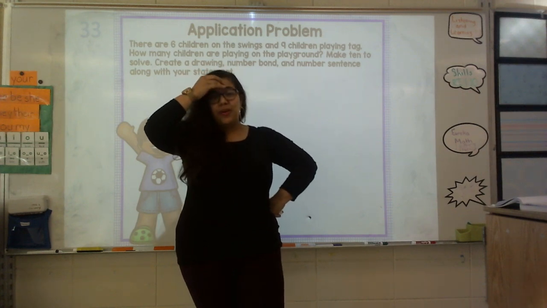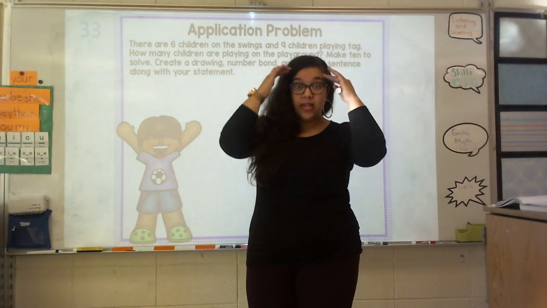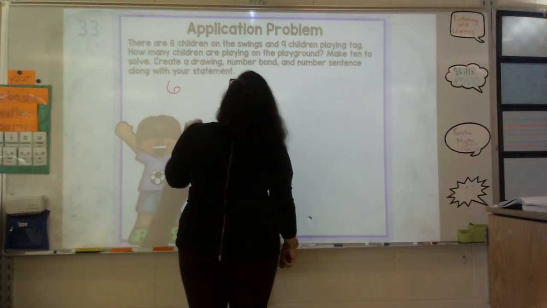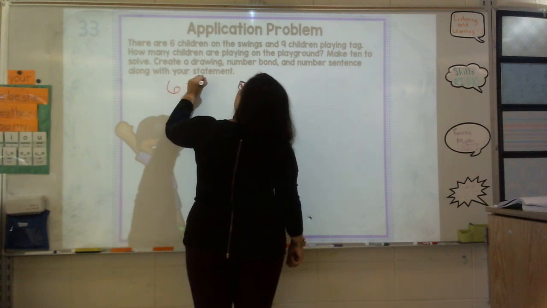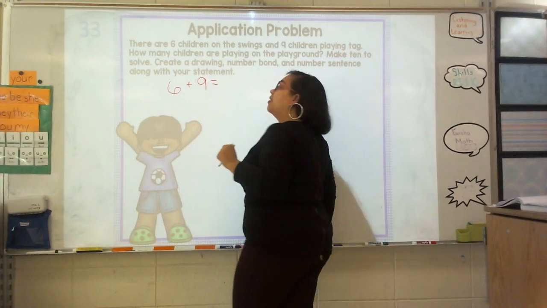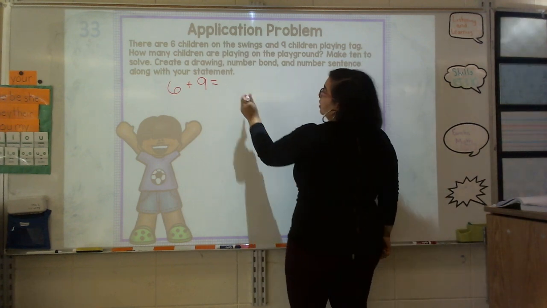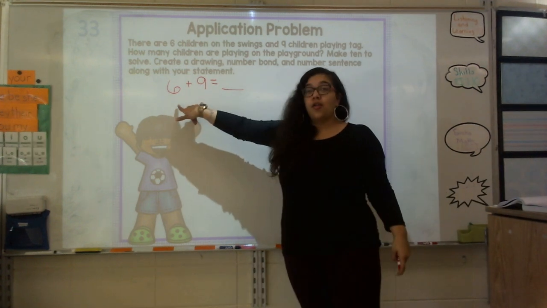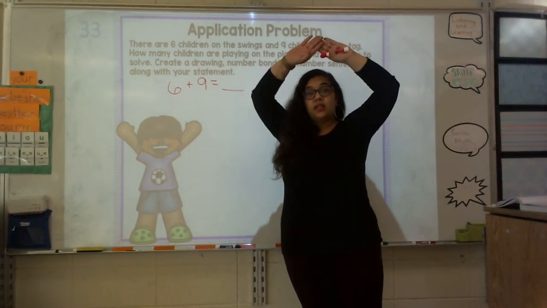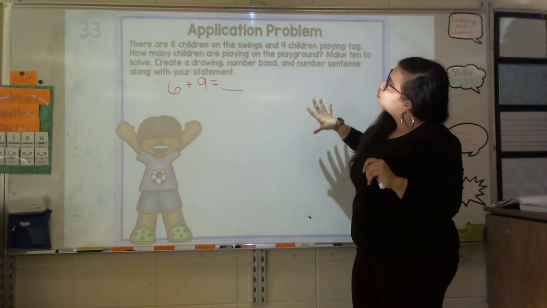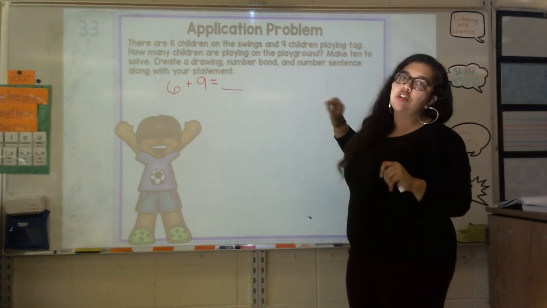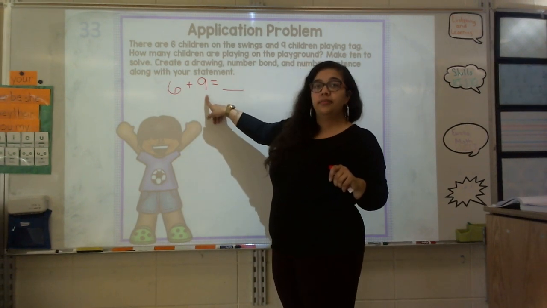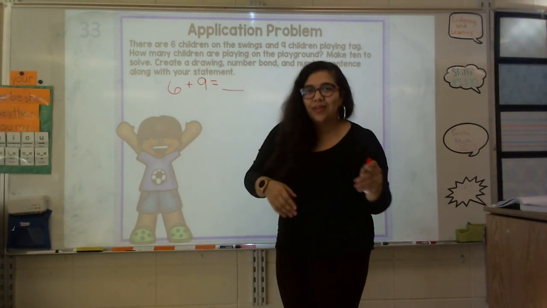Nah, I don't want to draw a picture first. I want to write a number sentence first so I can see what I'm dealing with. So we have 6 children on the swings and, which is kind of like plus in math, 9 children playing tag. So knowing that these are our current parts and we're still trying to build to this whole, which group of children should I draw first? The 6 on the swings or the 9 playing tag? The 9 playing tag. Thank you.